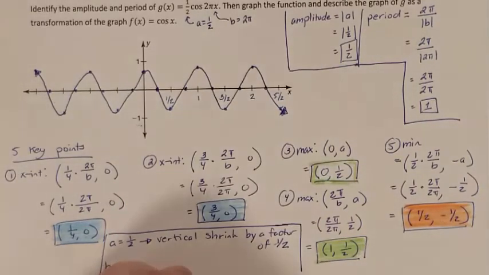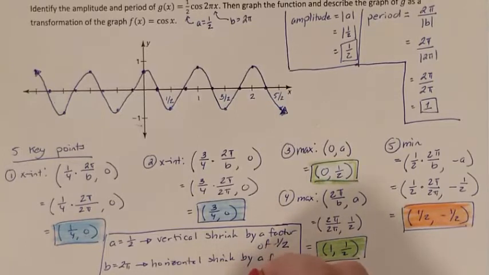The b always tells us our horizontal stretch or shrink, so this is going to be a horizontal, and it's actually going to be a horizontal shrink. Why is it a horizontal shrink? Because you need to take the reciprocal of this. So this is actually by a factor of 1/2 pi.